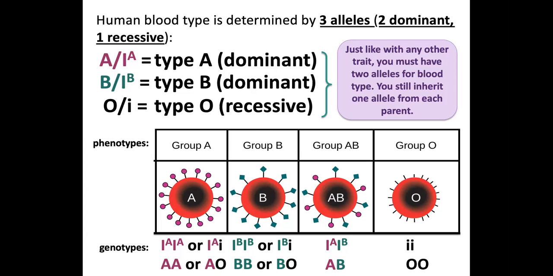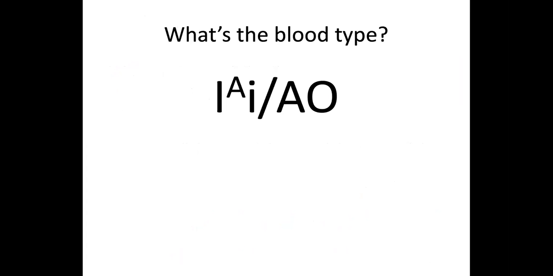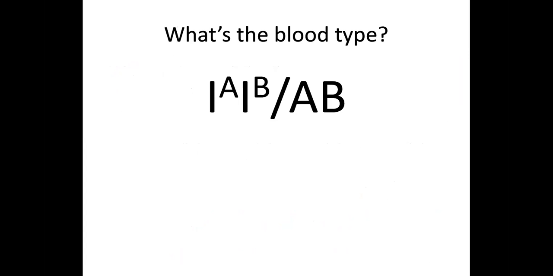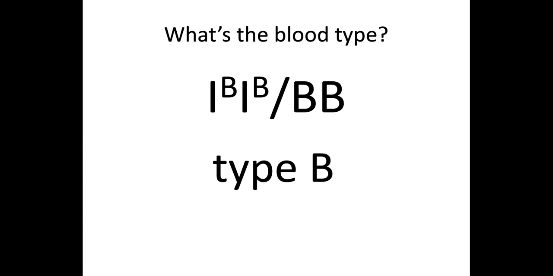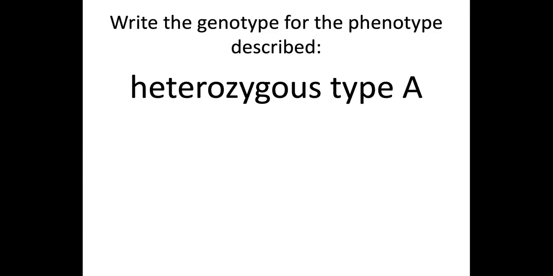We're going to do an example. All right. So what is this blood type? Type O. Type A. Type AB. Type B. Type A. Type B. Now, I want you to tell me the genotype for heterozygous A, the way I told you. AO, that's it. A lot more simplistic.